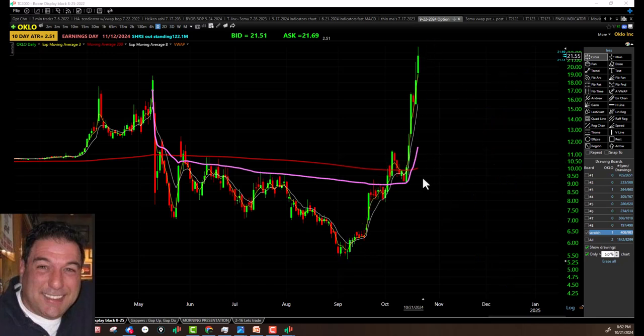Anyways, there's the anchored VWAP. You see the catch, you get the rip. There's money flowing into the market.